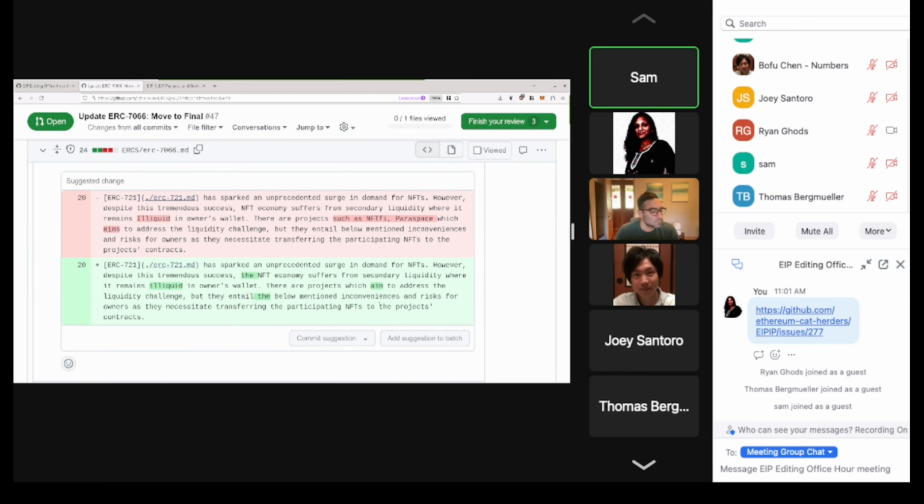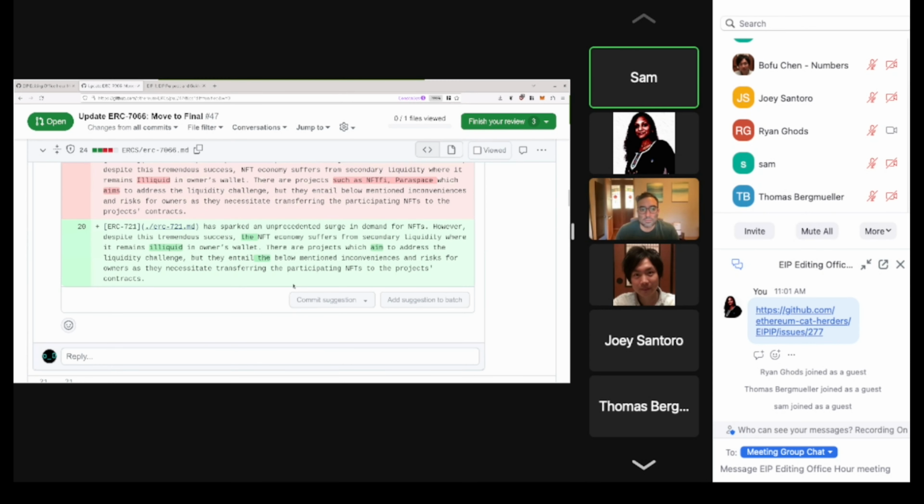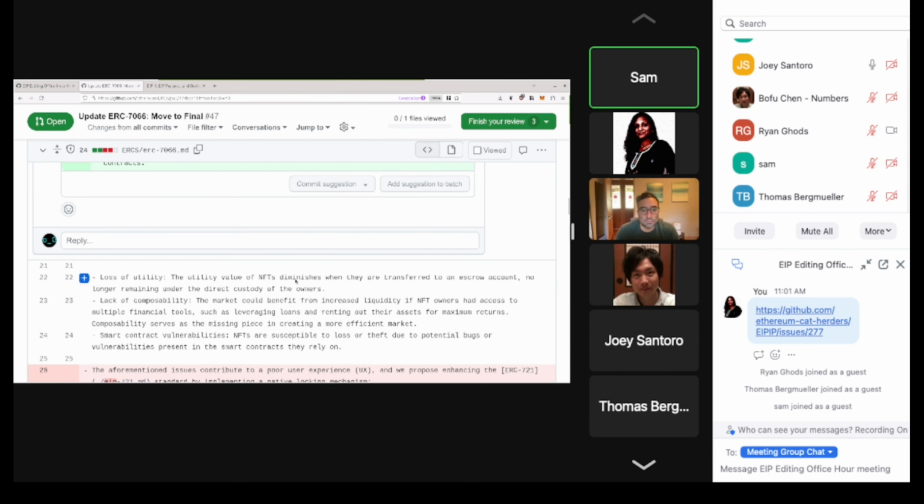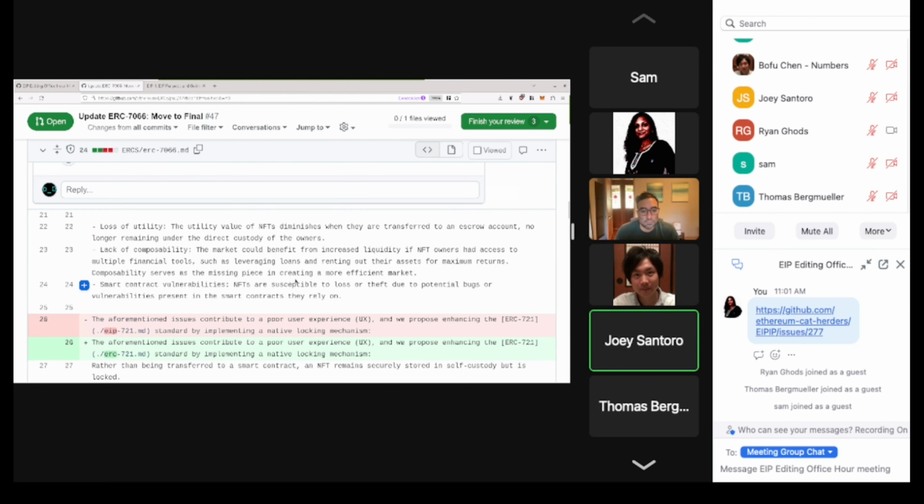There we go. Because if down the road they don't entail the same risks that are listed here, then it won't make any sense. So absolutely a good point. Loss of utility. The utility value of NFTs diminishes when they are transferred to an escrow account, no longer remaining under the direct custody of the owners. Lack of composability. The market could benefit from increased liquidity if NFT owners had access to multiple financial tools, such as leveraging loans or renting out their assets for maximum returns. Composability serves as the missing piece in creating a more efficient market. Smart contract vulnerabilities. NFTs are susceptible to loss or theft due to potential bugs or vulnerabilities present in the smart contracts they rely on. Yep.